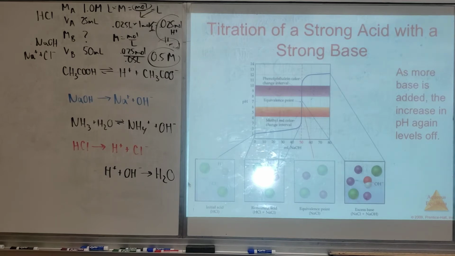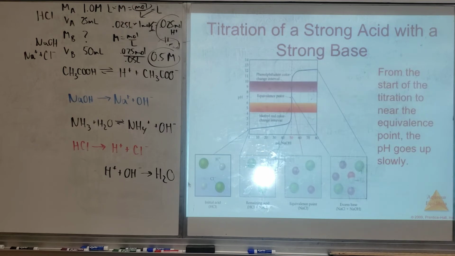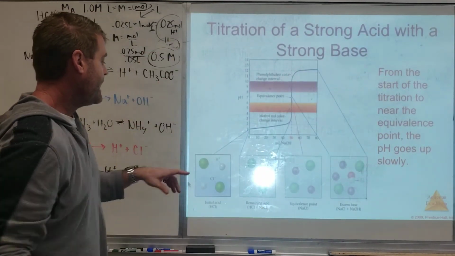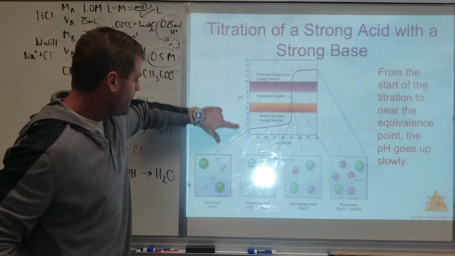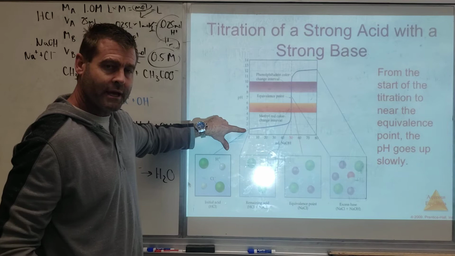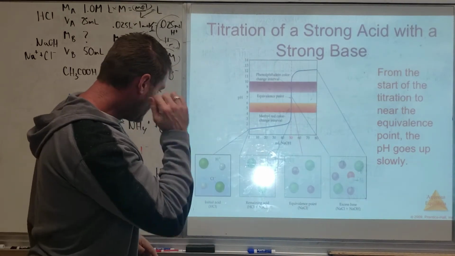So you guys, let me explain what's going on with just this. Think about it. Initially, let's say we have hydrochloric acid, right? And you see the presence of the H plus ions. That's what's making this have a very low pH value. Okay. So then, as we begin to add NaOH, think about it.